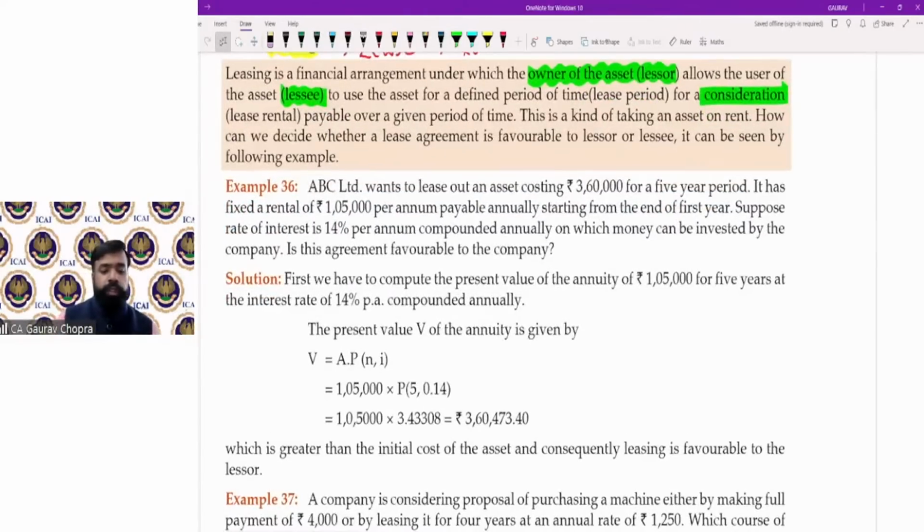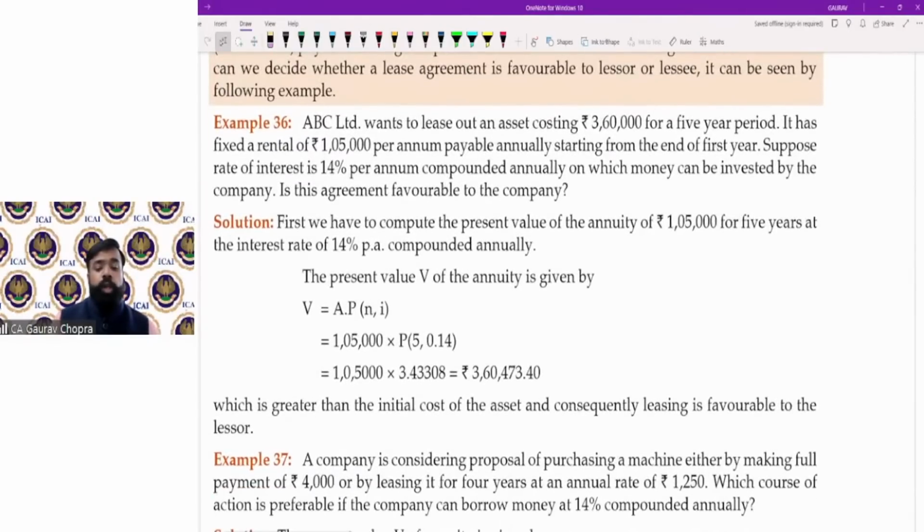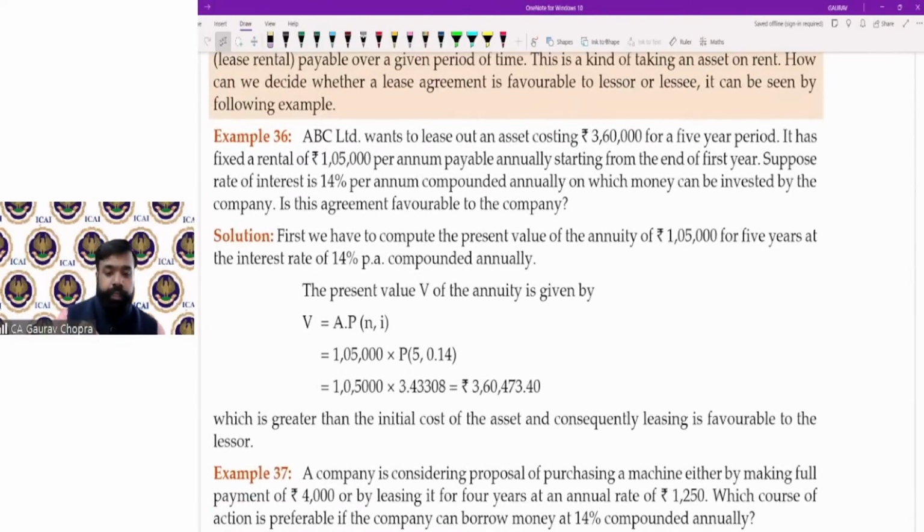So question number 36. ABC Limited wants to lease out an asset. ABC को अपनी एसेट लीज पे देनी है, रेंट पे देनी है. उस एसेट की जो कॉस्ट, that is rupees 3,60,000 for a 5-year period. Tenure is 5. And what is the rent amount? Rent amount is 1,05,000 per annum, payable annually, starting from end of the first year.